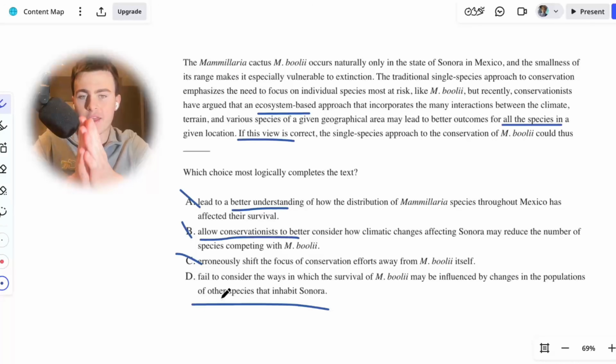It's literally just like you have a tunnel vision on the cactus if you're looking at the single species approach. That's not good. They're saying that this approach would basically single out the cactus, which is bad because you want to consider all the other factors, all of the other population changes, etc. So it is going to be D here because of that reason.